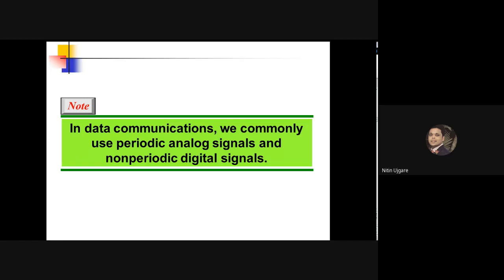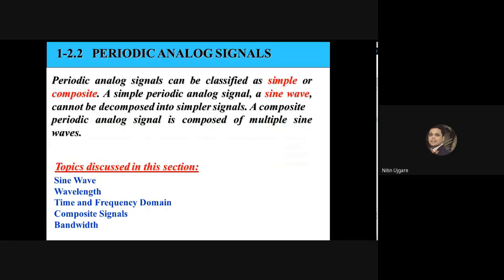The reason is that they need less bandwidth during the transmission of data through the medium, may it be a physical medium or air medium. So we want to send data which consumes less bandwidth, which consumes less space of your transmission medium. And this is one of the important reasons why we choose the periodic analog signals and the non-periodic digital signals. So let's see what is periodic and non-periodic digital signal.